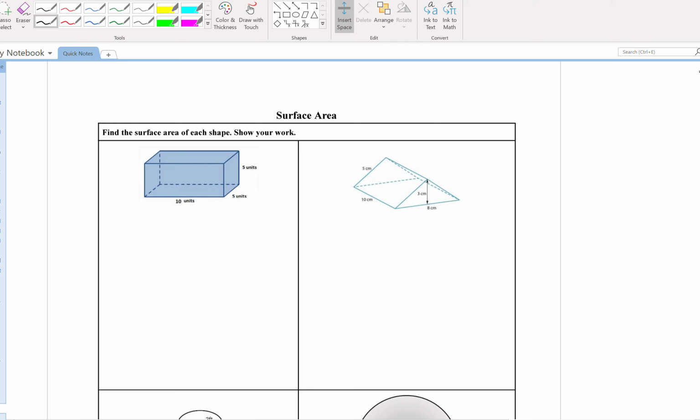Welcome. This is a video on how to calculate surface area. Finding surface area is a lot like finding regular area, except you're looking at a three-dimensional object, so you have to think about how many surfaces there are and which shape each surface has, so you can figure out how to calculate those areas.